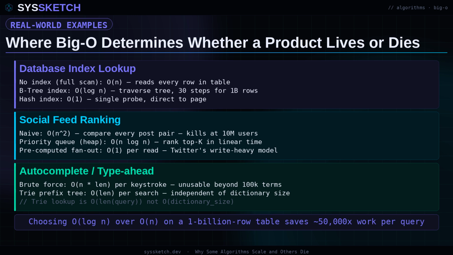Trie data structures solve this. A trie lets you find all words with a given prefix in time proportional only to the length of the prefix, completely independent of how large the dictionary is. That is why autocomplete feels instant even across vocabularies with millions of entries.